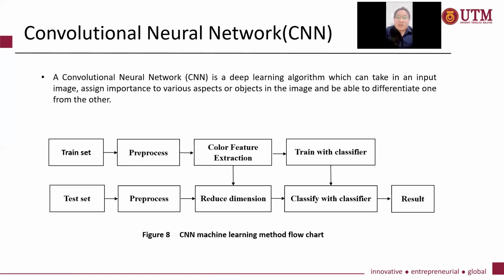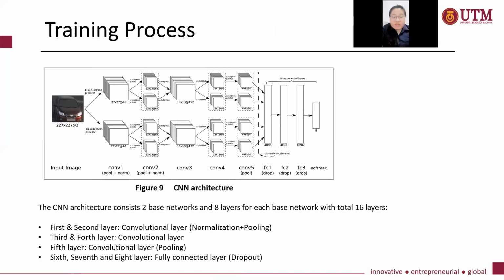Based on the training set, the color features were extracted through the architecture of the CNN, and the model was saved in H5 format. The process of the test set is similar to the train set, but the test set will validate the trained model, and the result was computed in a confusion matrix. The architecture of the network is summarized in Figure 9.